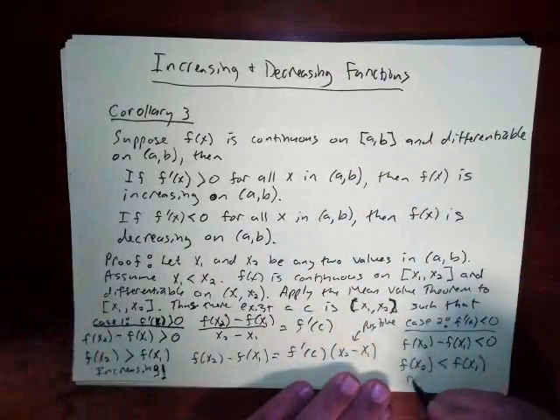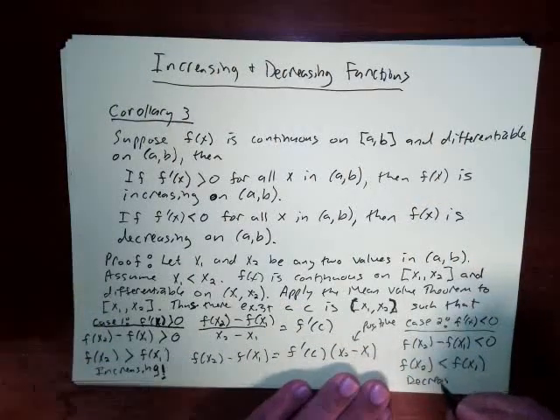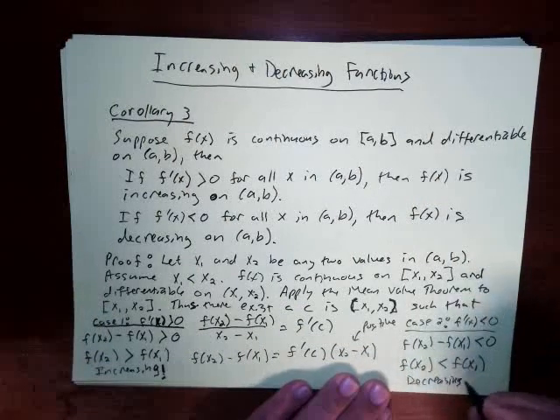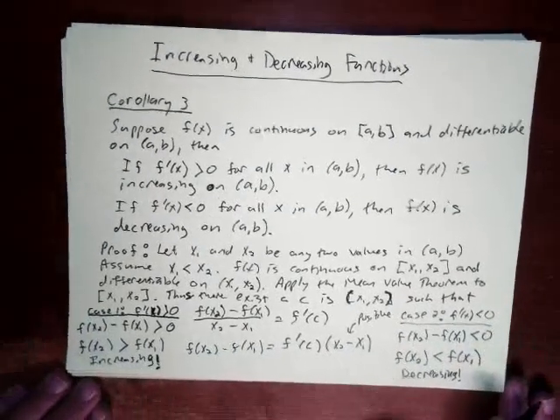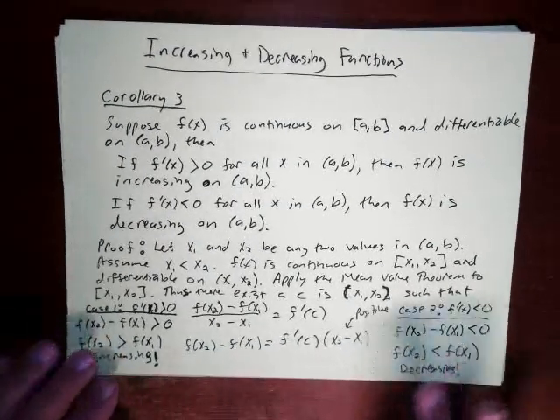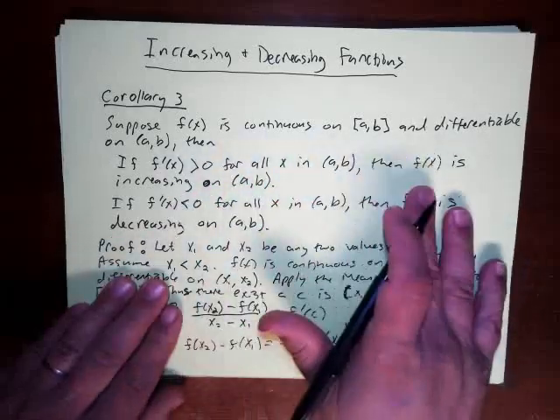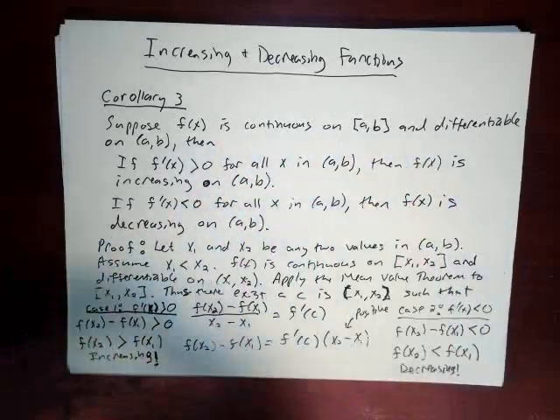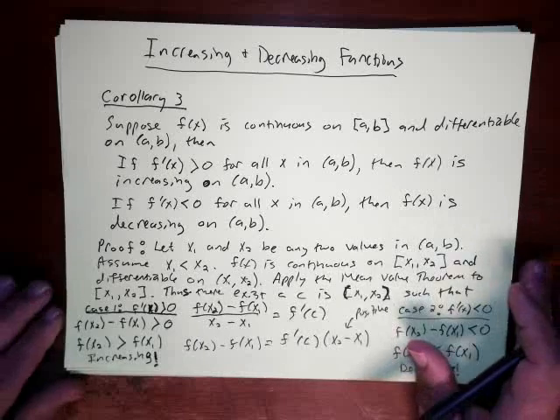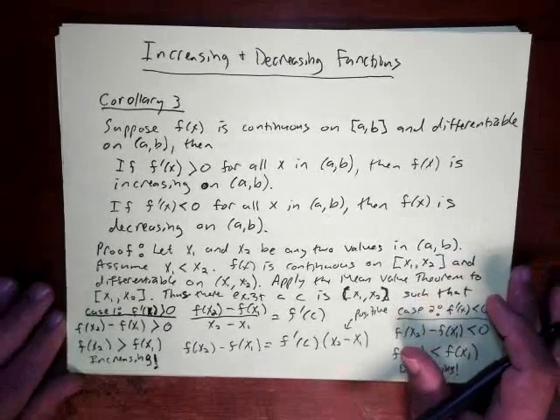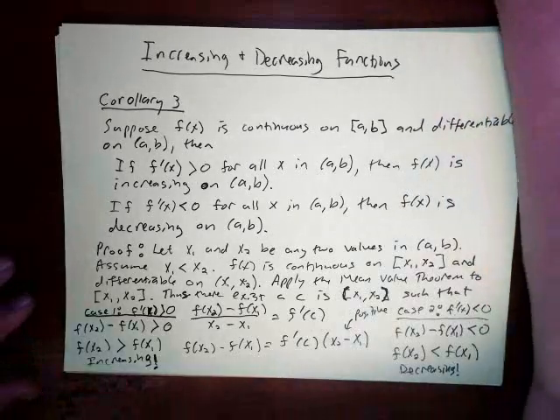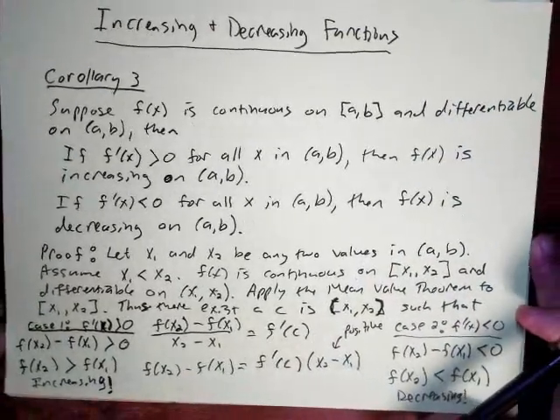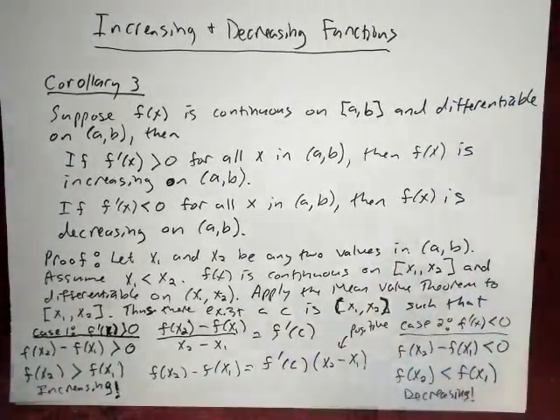And this is decreasing. And you can show this for any points in the interval here, and so that means it would be increasing over the entire interval, and this means it would be decreasing over the entire interval. And so this gives you another nice example of how that mean value theorem is used here to prove something.